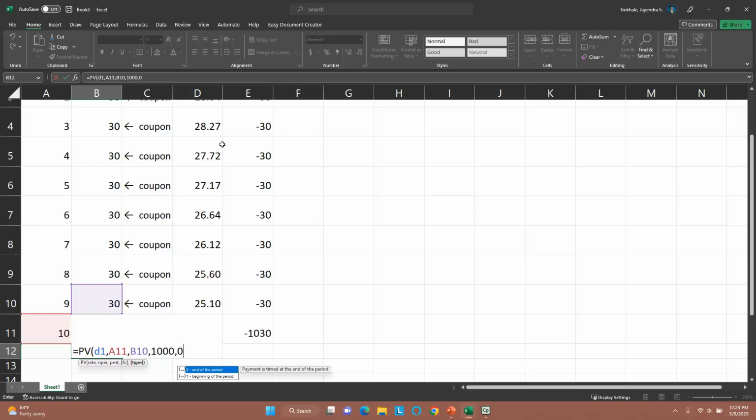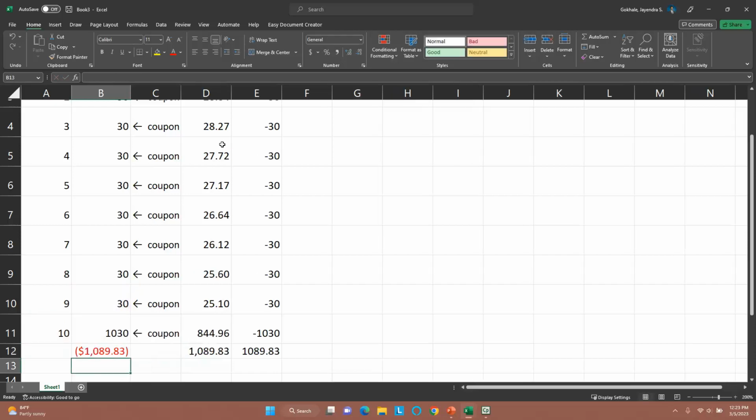So again, the rate is the YTM, number of periods is the time to maturity of the bond. The payment is the coupons, so it's the coupon rate times the par value. The future value is, on top of the coupons, we get the face value back. And the type is 0 because it's end of the period payments. We will get the same answer, 1089.83. Why is it negative? Because since we are the lender, we receive the coupons and the face value at maturity. But in order to do that, we must save now. So we have to pay out this price today.